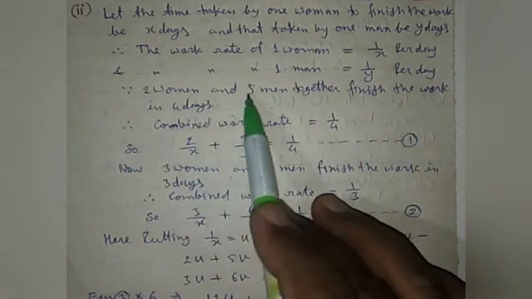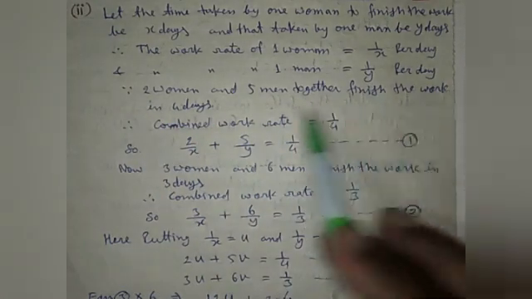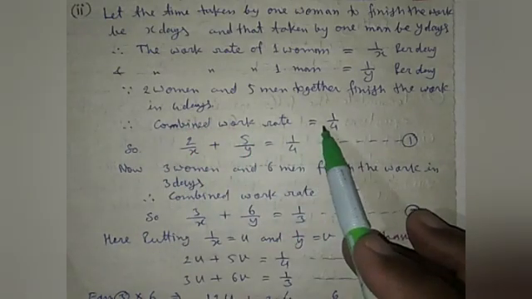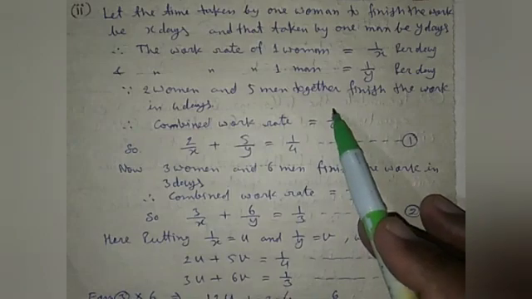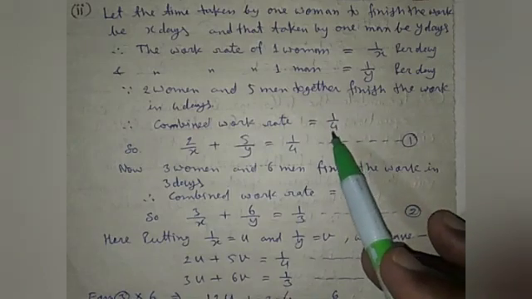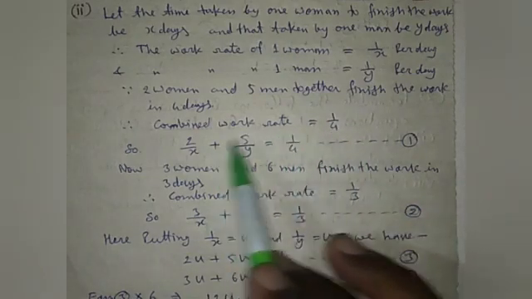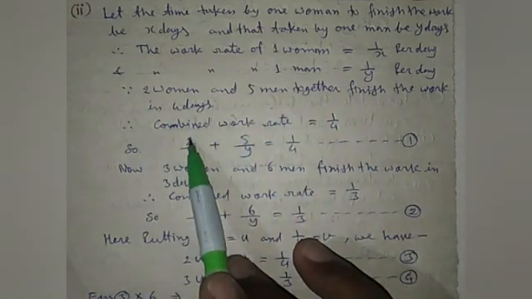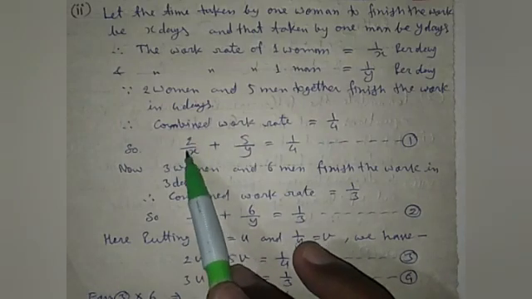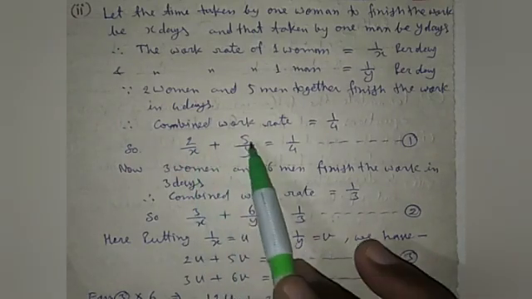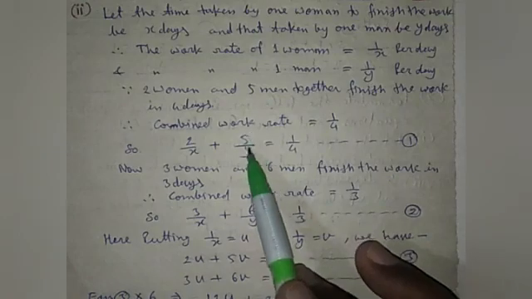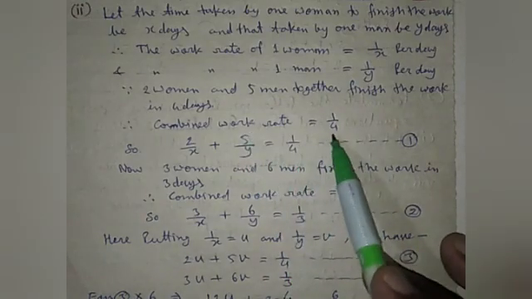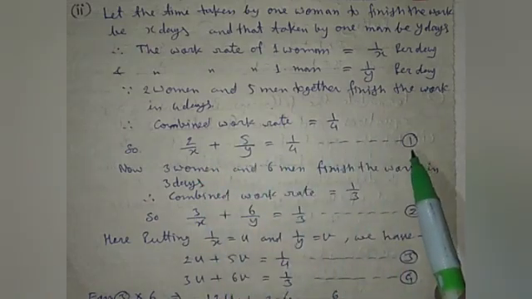Since 2 women and 5 men together finish the work in 4 days, the combined work rate is equal to 1 upon time, that is equal to 1 upon 4. Hence, the combined work rate of 2 women and 5 men will be equal to 2 into 1 upon x, that is 2 upon x, plus 5 into 1 upon y, that is 5 upon y. So here it is equal to 1 upon 4. So it is equation number 1.